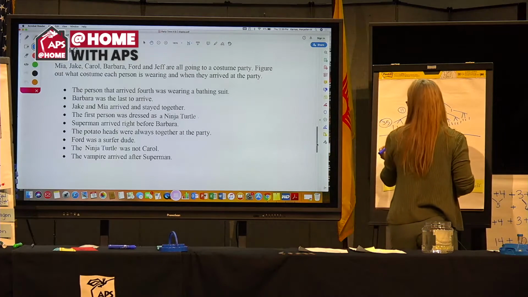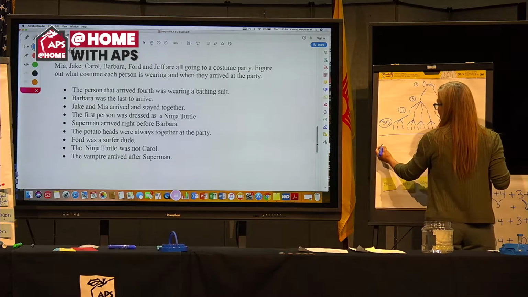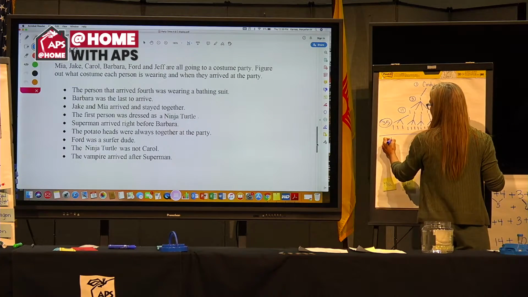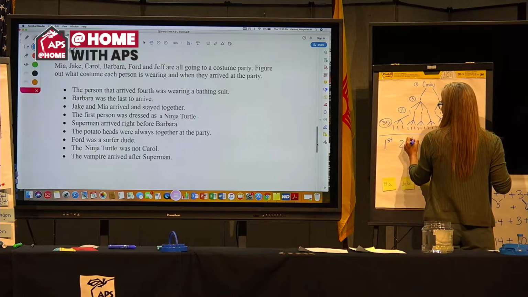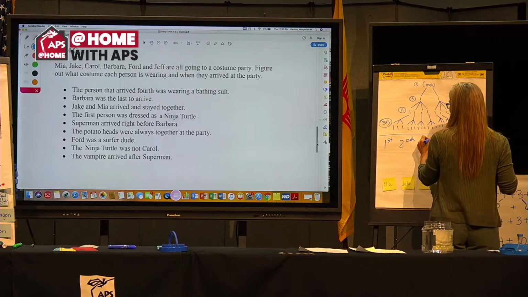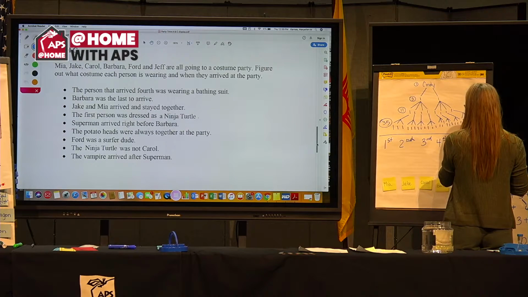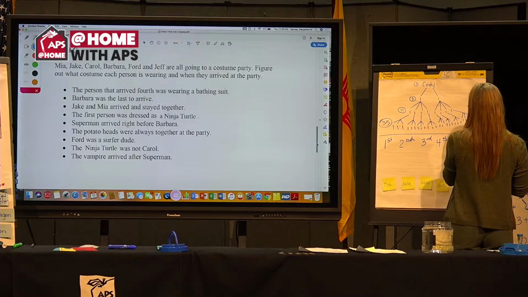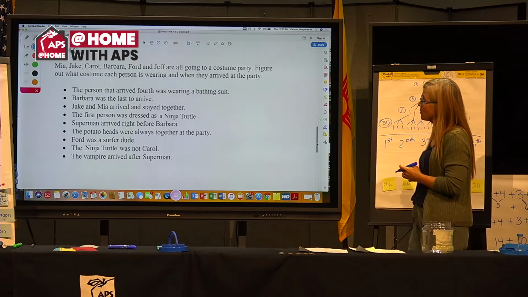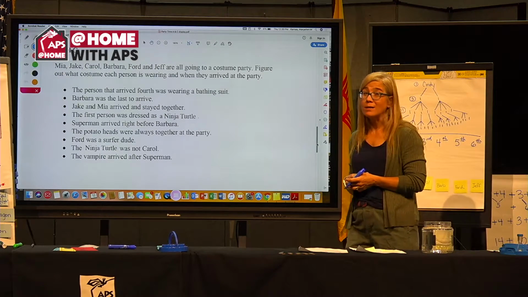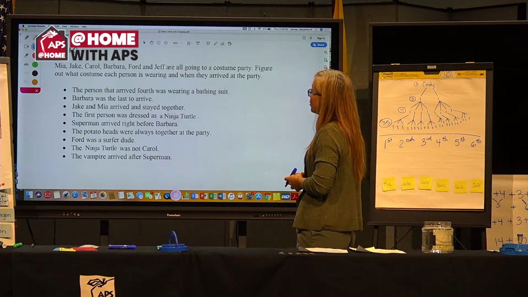So we know that there are 6 people, and who was first, second, third, fourth, fifth, and 6th at the party. We have to know when they arrived at the party. That's what we're supposed to figure out. And then what costume they had. So let's look at these clues.